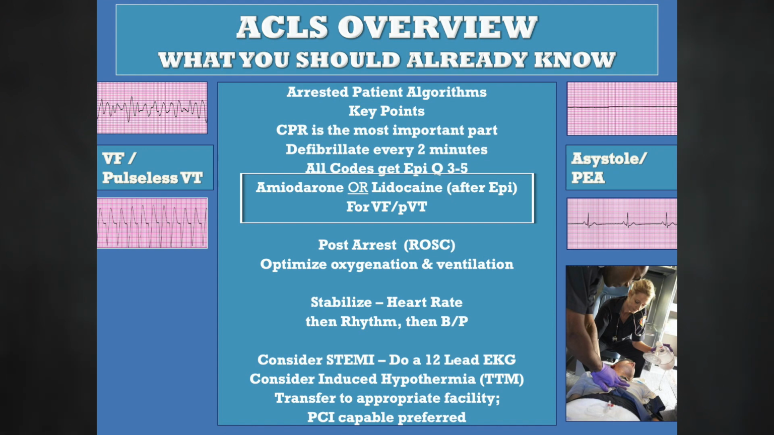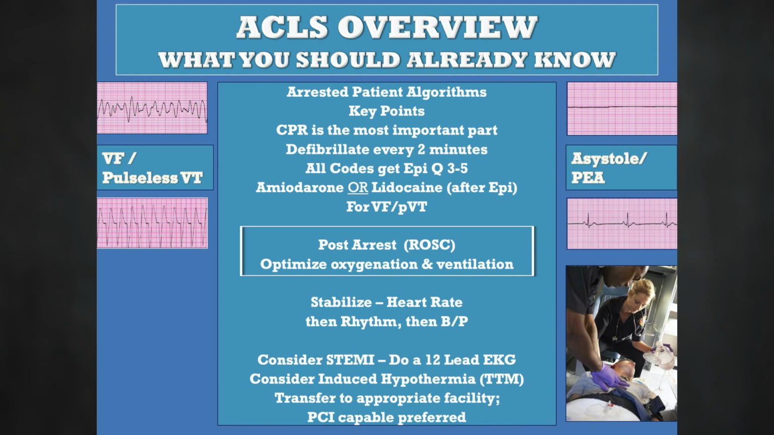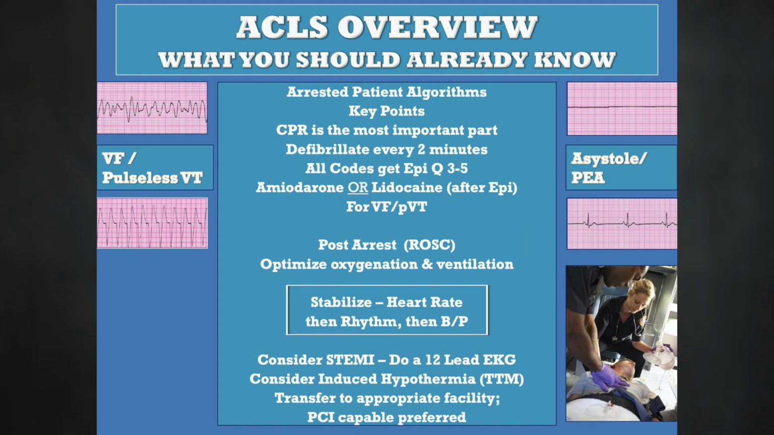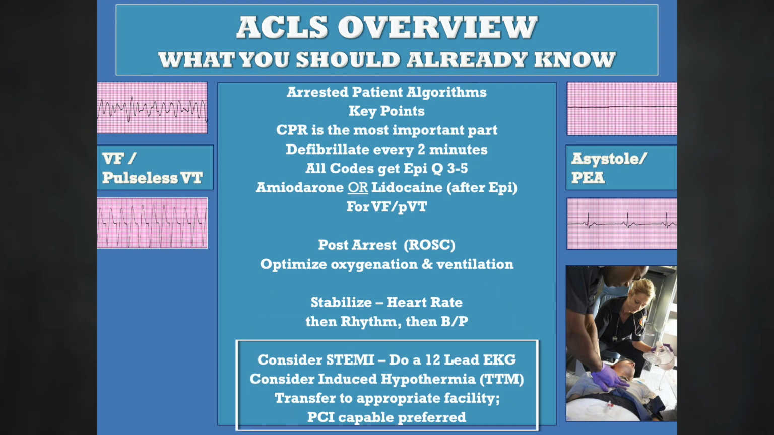Post-cardiac arrest, we said, optimizes oxygenation and ventilation, stabilizes heart rate, heart rhythm, and then blood pressure in that order. And then the last couple of things that should happen is we need to decide whether this patient is going to go to the intensive care unit or to the cardiac catheterization lab, PCI. And we do that by adding a 12-lead ECG.